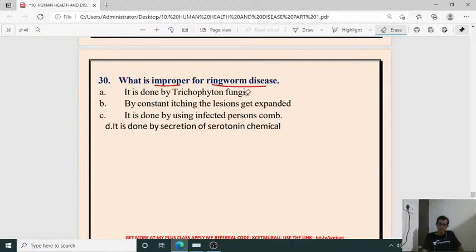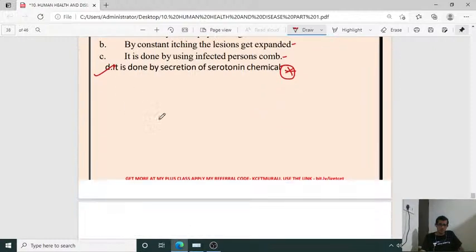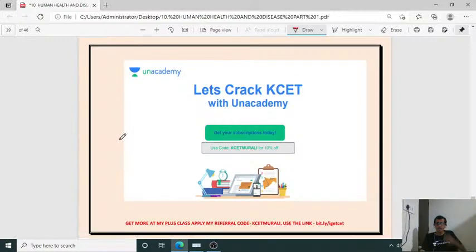The first three statements are right. Then the fourth statement, it is caused by secretion of serotonin chemical. It is wrong. Okay. So the right option is D. Improper statement with respect to ringworm fungus or ringworm disease. So these are the questions.